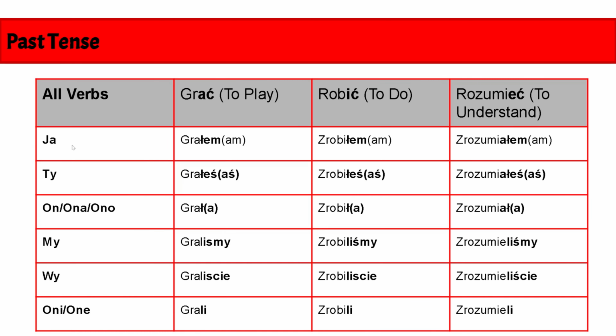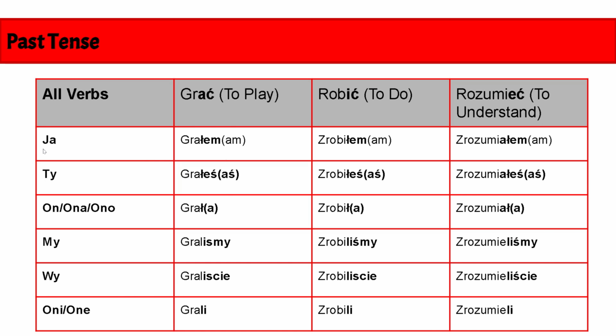Well, in the past tense, for ja, ty, on, ona, ono, all three are dependent on gender. Now, what does that mean? For example, if I were to say ja grałem, that would be the masculine version of I play, or I played. I cannot say ja grałam because I am not a girl.